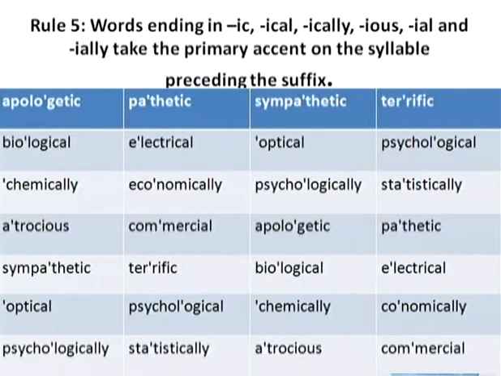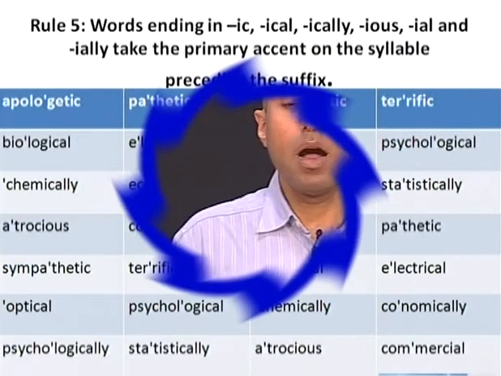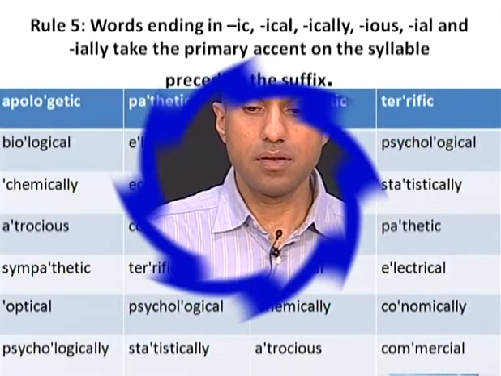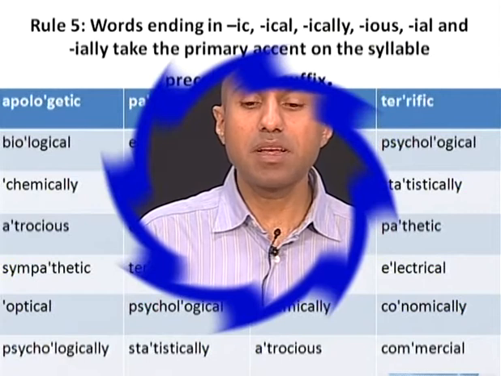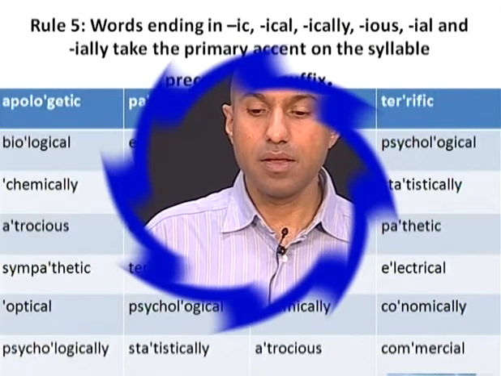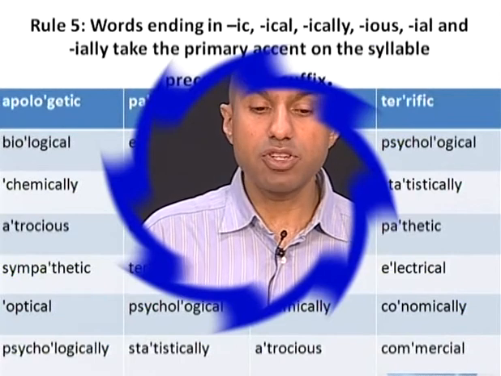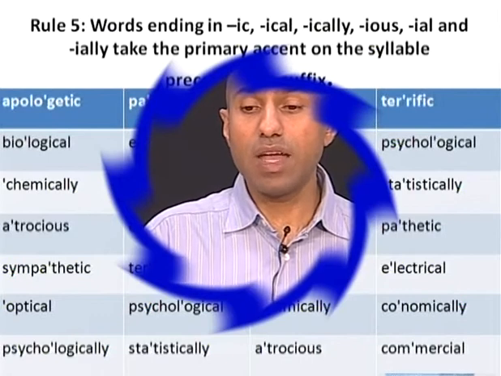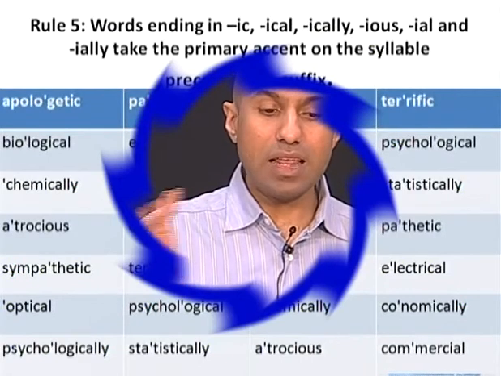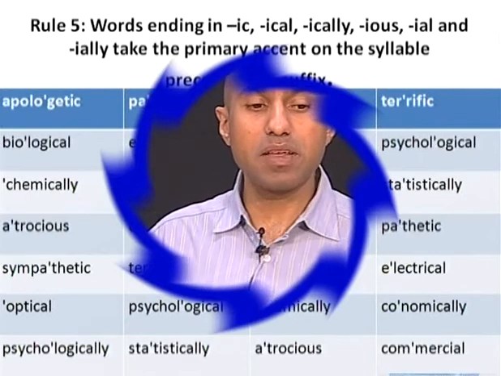Biological. Electrical. Optical. Psychological. Chemically. Commercial. Atrocious, statistically and psychologically. These are words that we have done. Psychological, and then we come psychologically. Okay, chemical and chemically, biological and biologically.